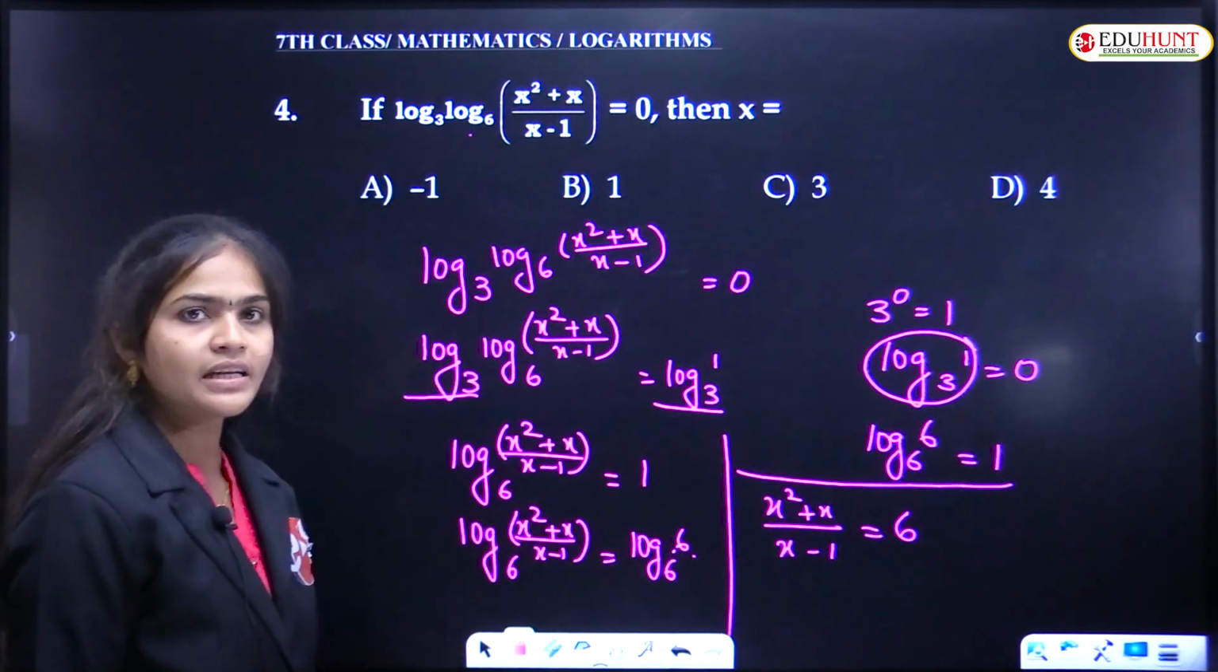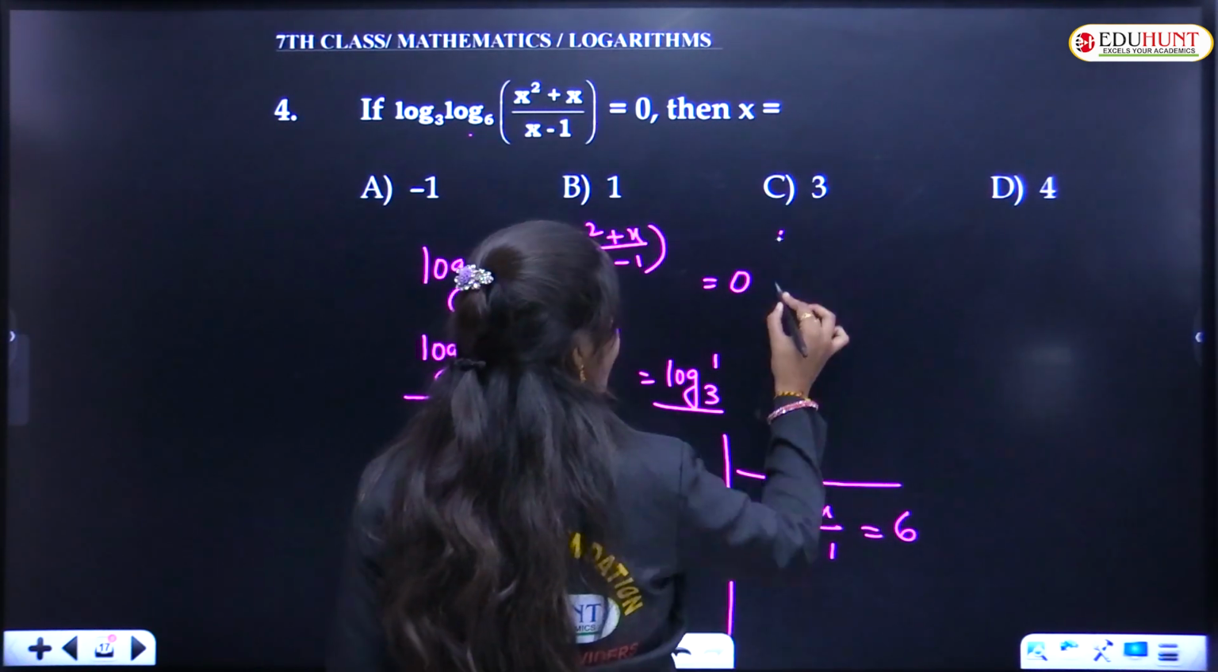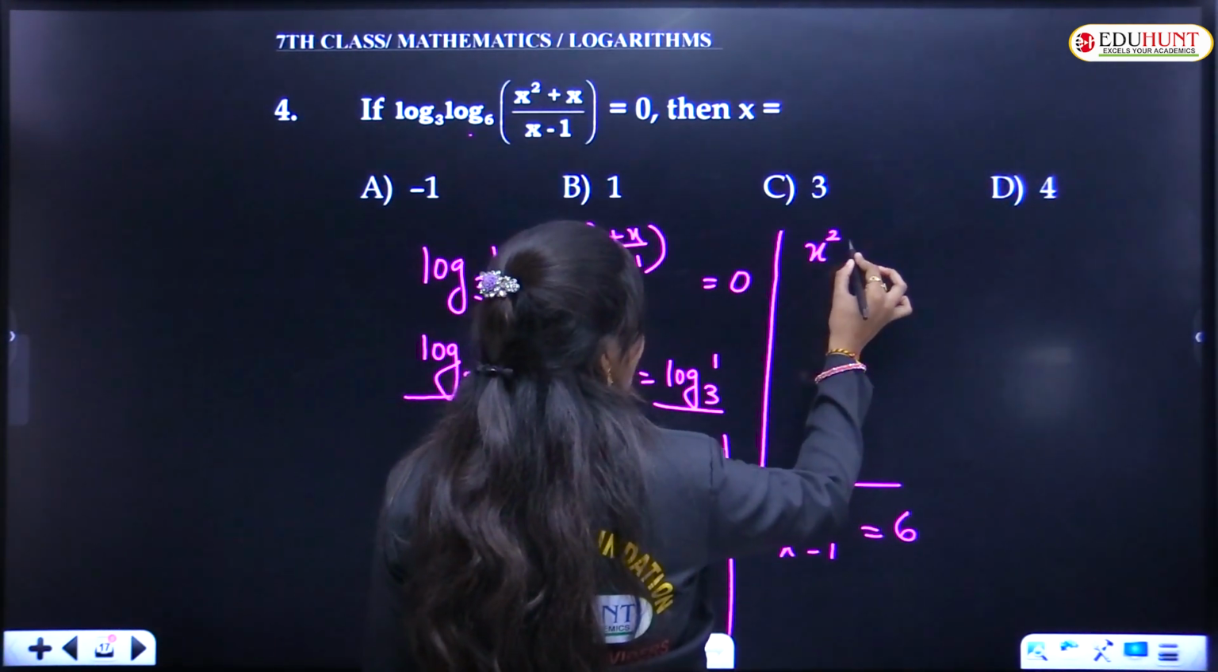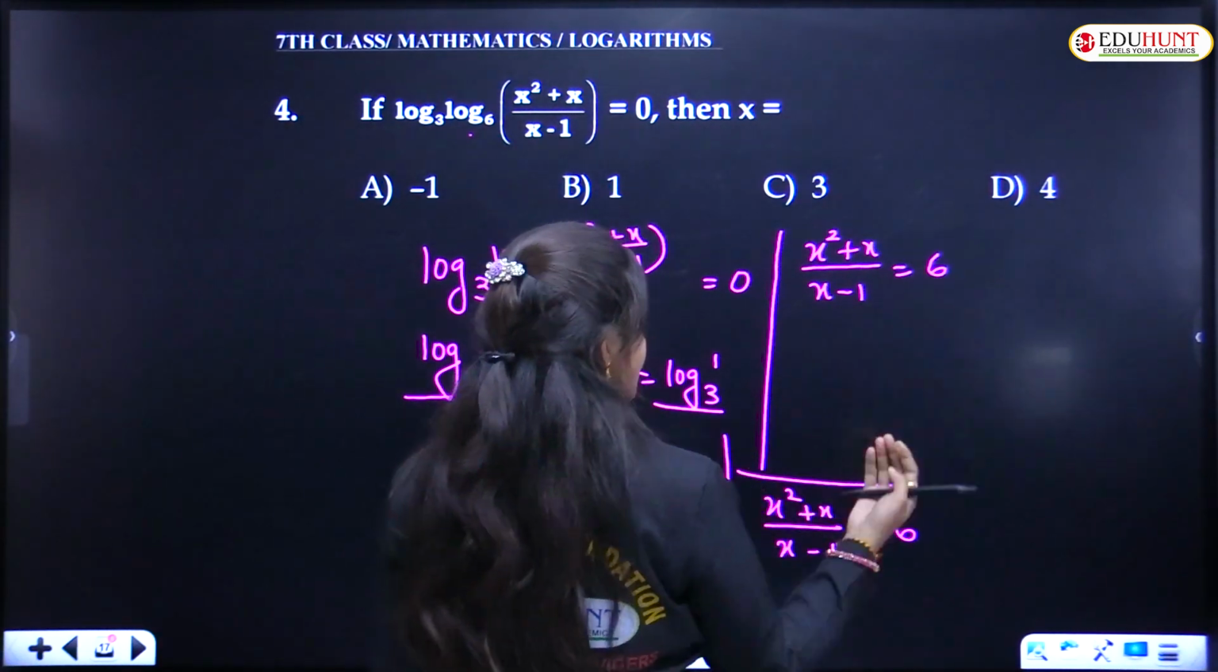Now, simplification. From here onward, simplification, you already know how to do it: x square plus x by x minus 1 is equal to 6.